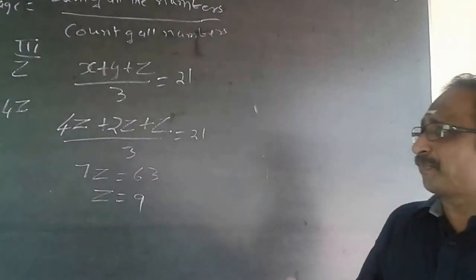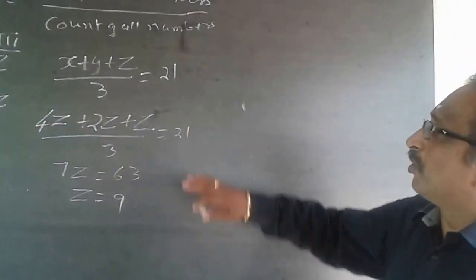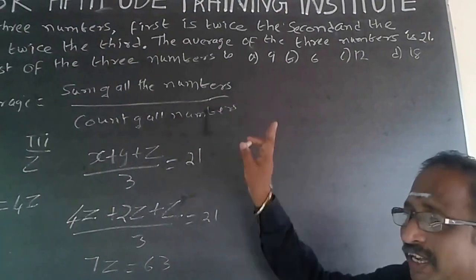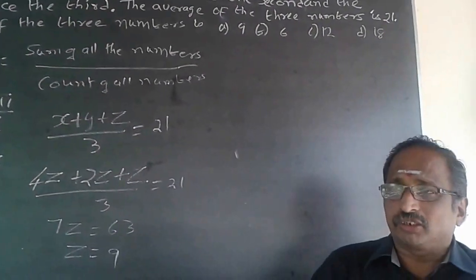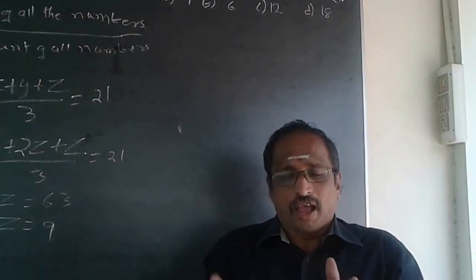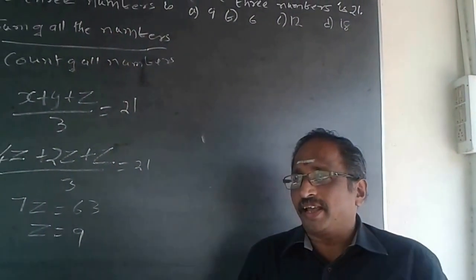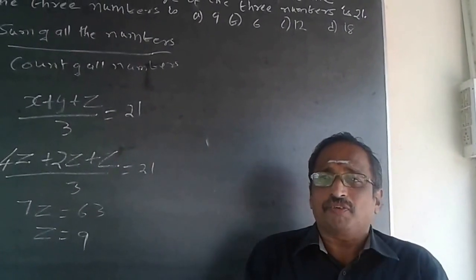But this is practically an oral problem. The moment you read the question, first is twice the second, second is twice the third, what you do is treat the third number as x. So the second number will become 2x and the first number will become 4x. So 7x will be equal to 63, x will be equal to 9. This is the shortcut of doing it.